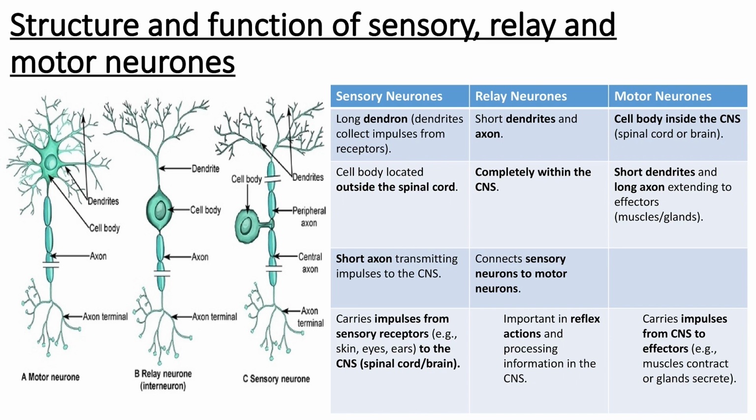Third are the motor neurons. In motor neurons, the cell bodies are inside the CNS. Short dendrites and a long axon extend to the effector cells, such as muscles or glands, and they carry impulses from the central nervous system to the effectors. For example, the muscles contract or glands secrete.